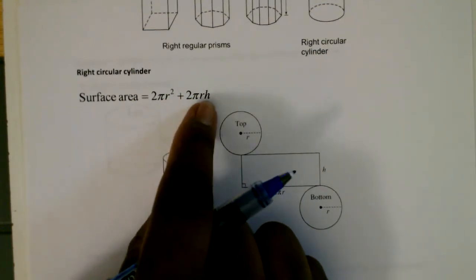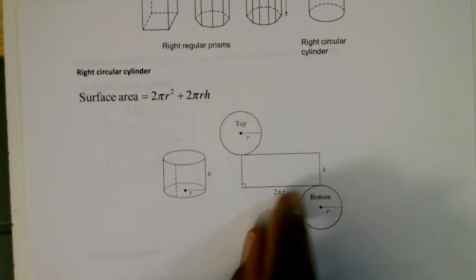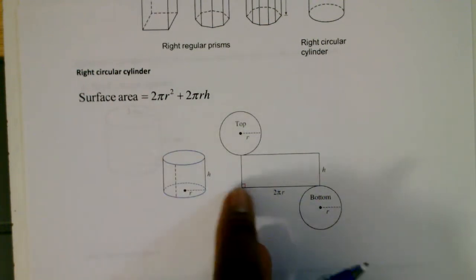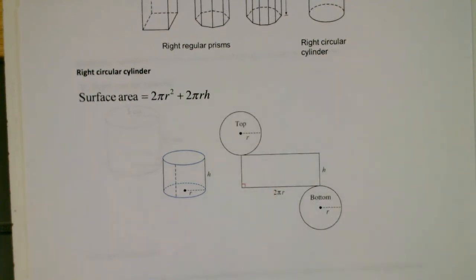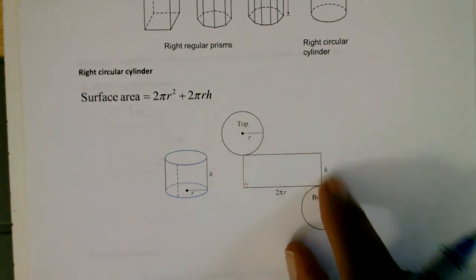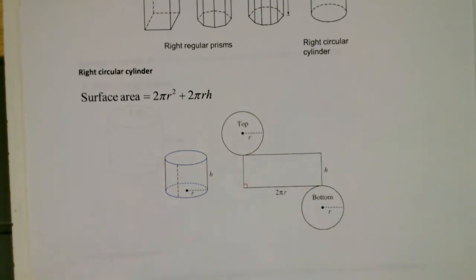And then 2 pi r h: that 2 pi r is the length of that circle right there. Because if you recall, the circumference is the length of the entire circle, and the circumference is 2 pi times the radius. Then you have your height, so 2 pi r times h.